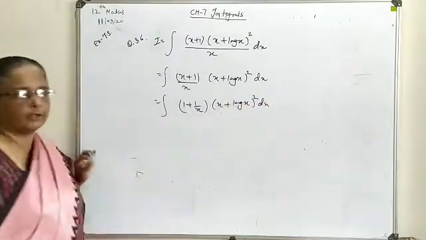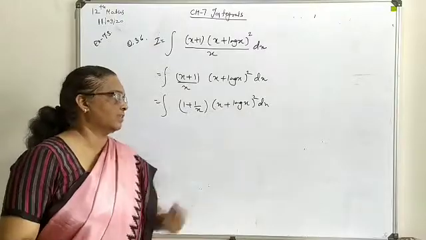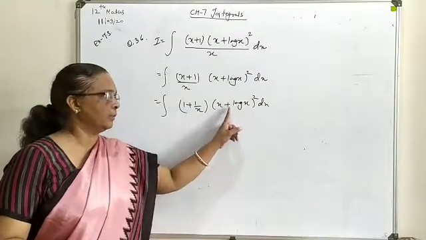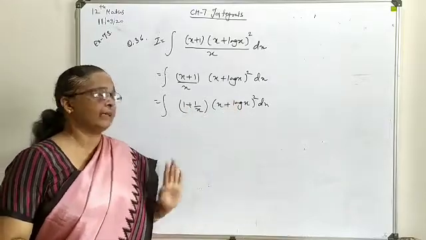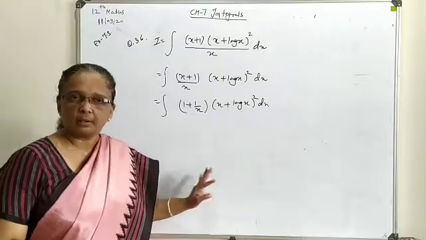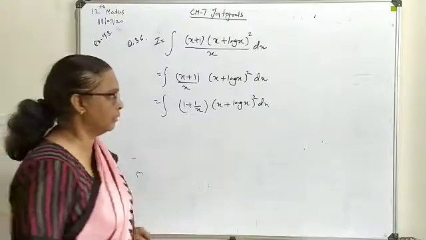Now some idea you will have that if you make this x plus log x as a t, as a derived form, what will you generate? 1 plus 1 upon x. That we have already generated as a multiple form. So now your question became very clear about what we are going to do.